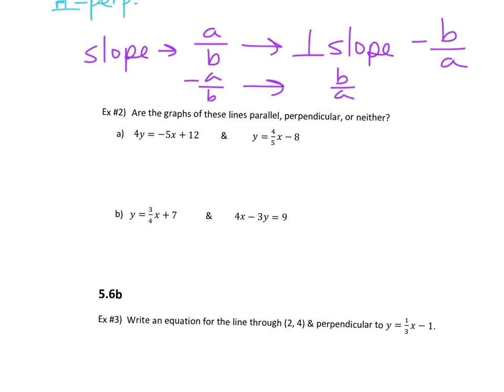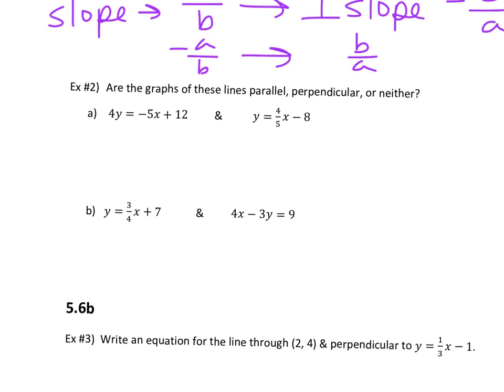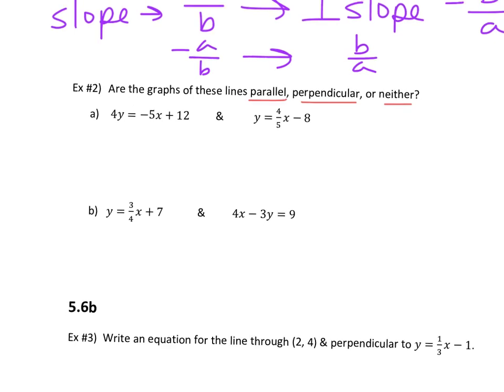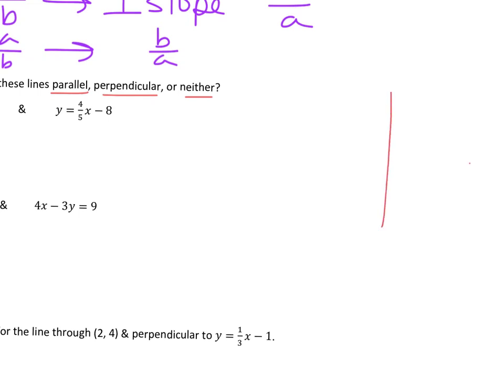So here's what you're going to see some of. They're going to ask you, are the graphs of these lines parallel, perpendicular, or neither? Let's say I had a coordinate plane, and I have a line like this, and I have a line like this. Those don't form a 90-degree angle. They're just intersecting, but they're also not parallel, right?